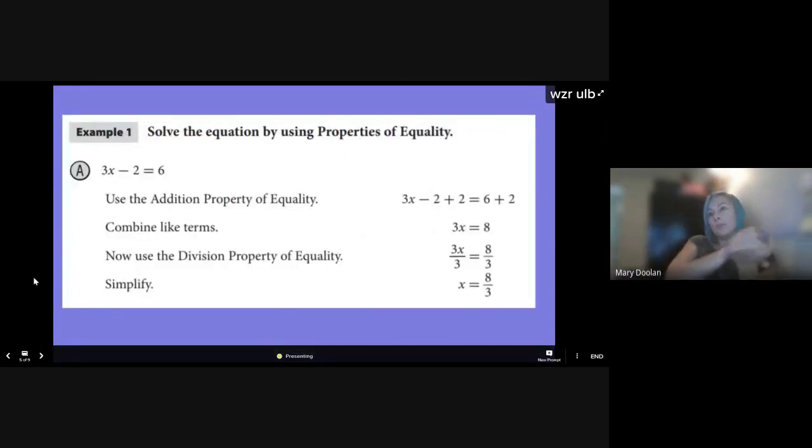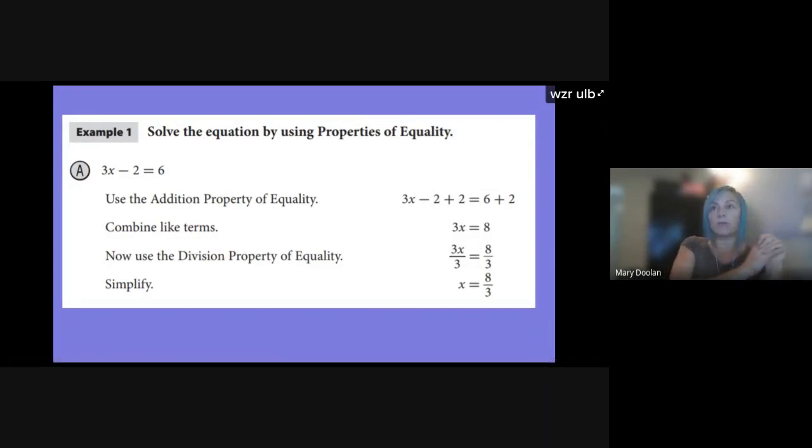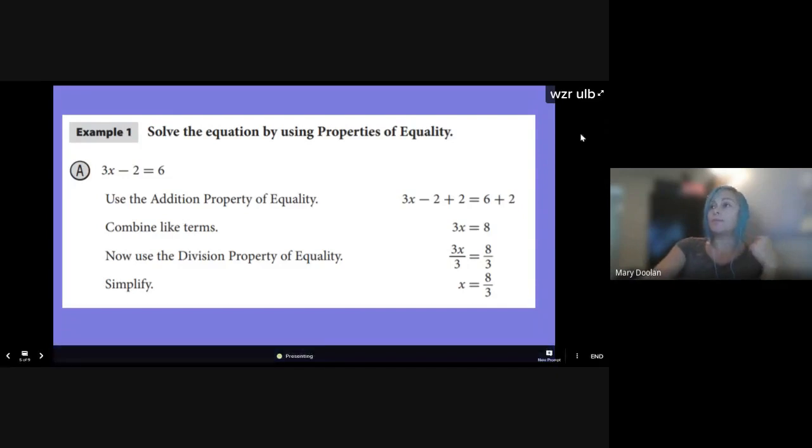So here's an example using properties of equality. We're going to solve 3x minus 2 equals 6. Some of you guys are doing this on that problem where you had a chance to write on it. They're showing that by the addition property of equality, I can take 3x minus 2 equals 6 and then add 2 to the left side and add 2 to the right side. I'm doing the same thing to both sides of the equation, so I get a true statement.